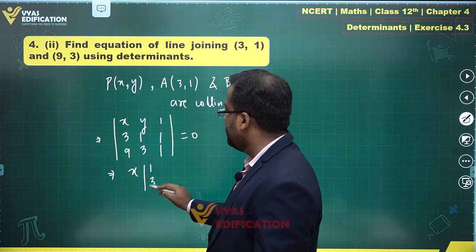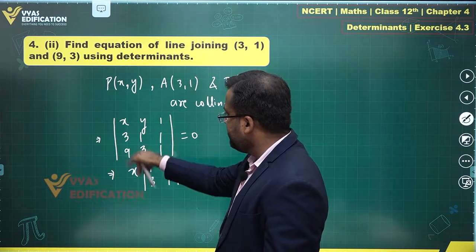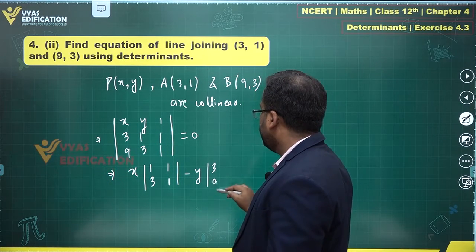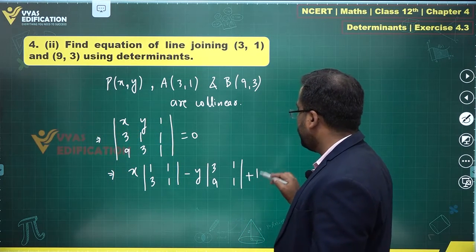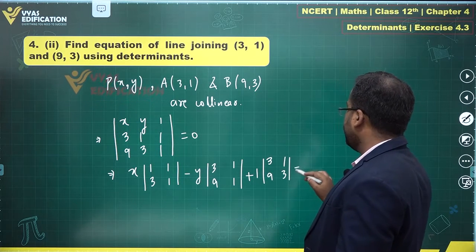Plus x times the determinant 1, 3, 1, 1, minus y times 3, 1, 9, 1, plus 1 times 3, 1, 9, 3. This is what you get, equals 0.